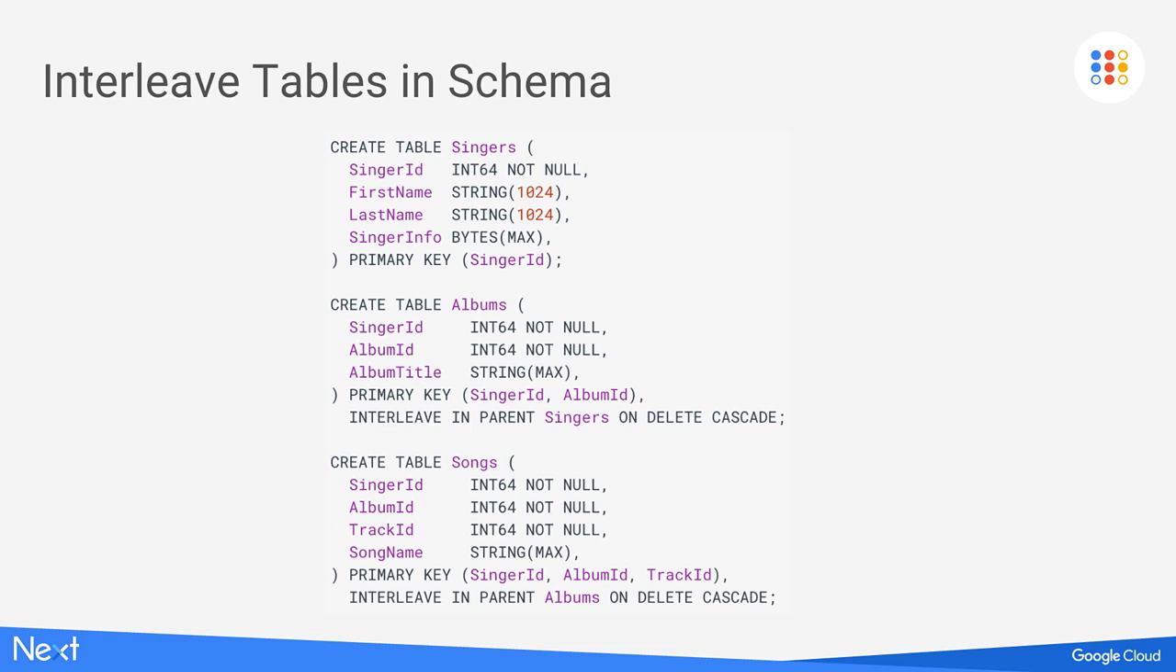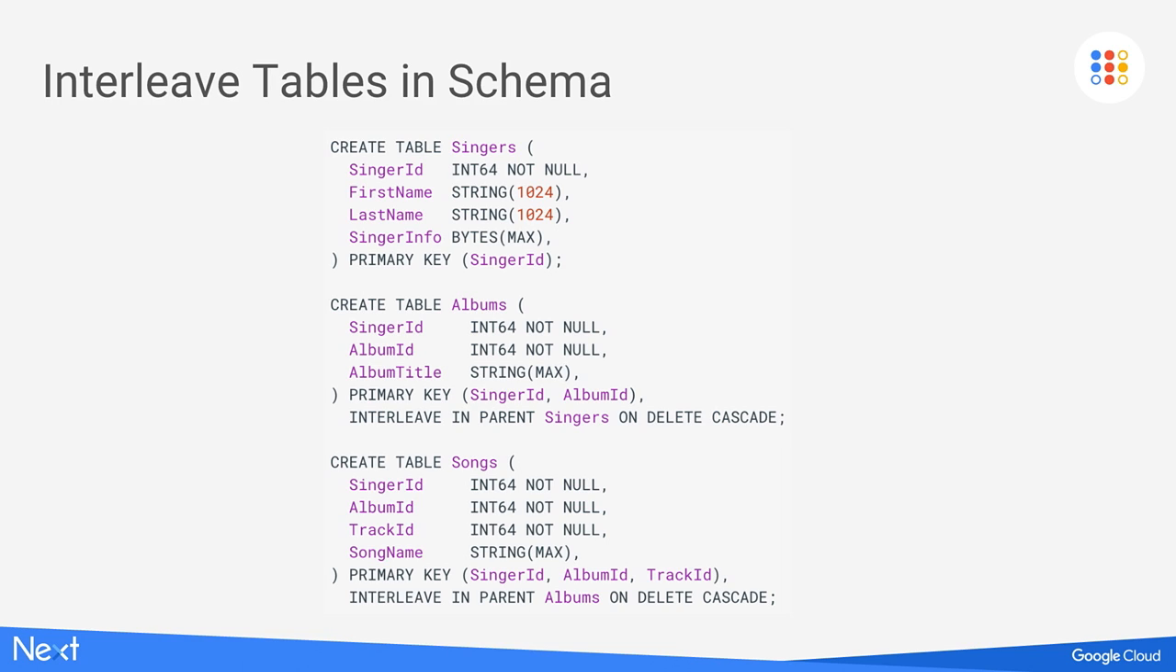So what does this look like in a schema? Again, Cloud Spanner uses standard SQL for schemas and for queries. As you're doing your DDLs and defining your schema, this is what it would look like. So, create table Singers. I have an integer field for the singer ID, a string for first name, a string for last name, and a byte field for singer info, where the primary key is singer ID.